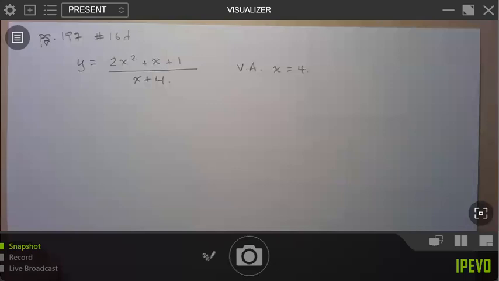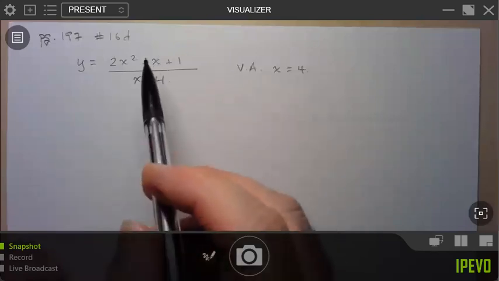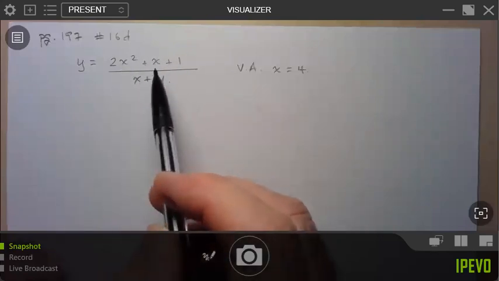Yeah, Zavaria? Because you can't really break up the 2x squared plus x plus 1 such that one of your factors is going to be like x plus 4 or something like that. If you just take it overall, you can't really determine that there's any holes present. That's it. This doesn't look like it's factorable to get an x plus 4.